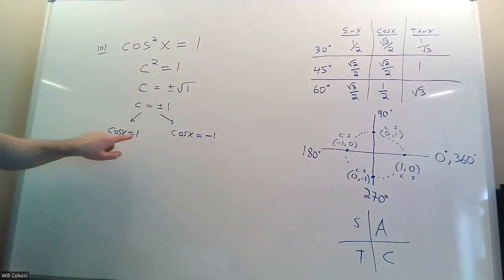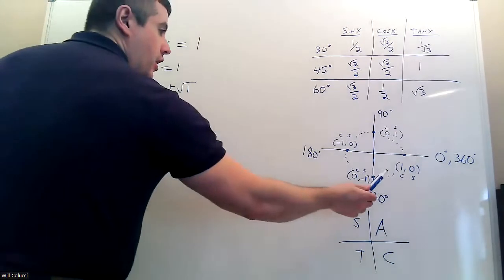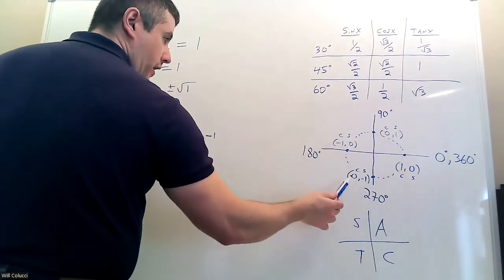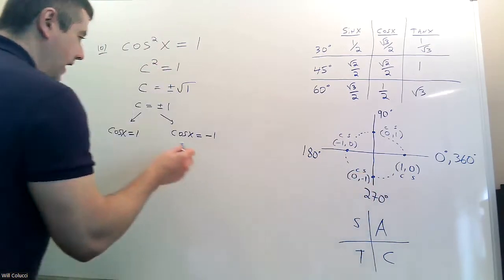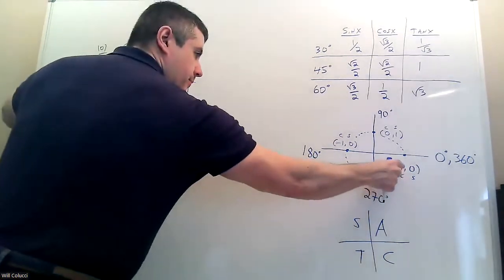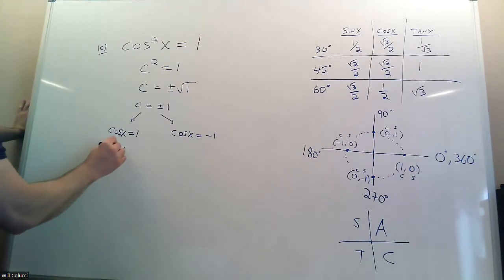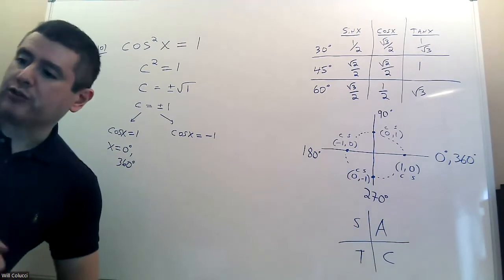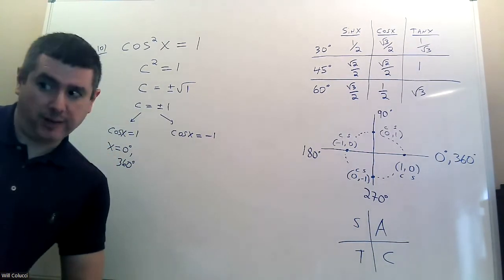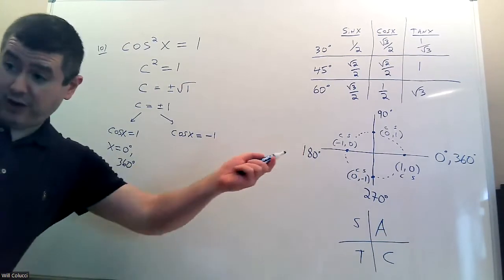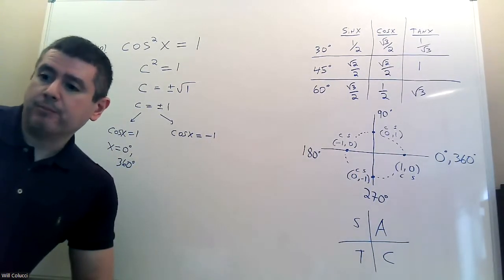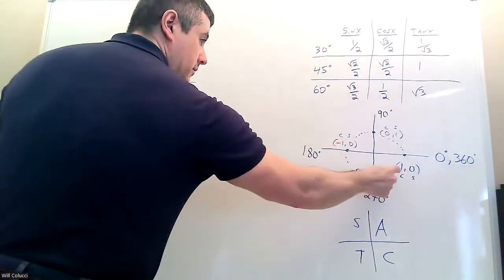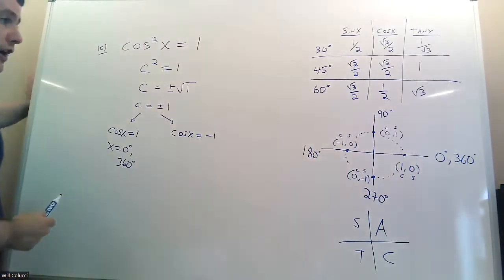So you're looking for all the places where you see a 1 with the cosine. There's a 1, there's a 0, there's a negative 1, and there's a 0. So I see a 1 with the cosine at 0 degrees and at 360. Those angles start and stop in the same place. I'm not saying they're the same angle, but they're in the same spot. So you count them. And there's no other place where the value of cosine is 1.